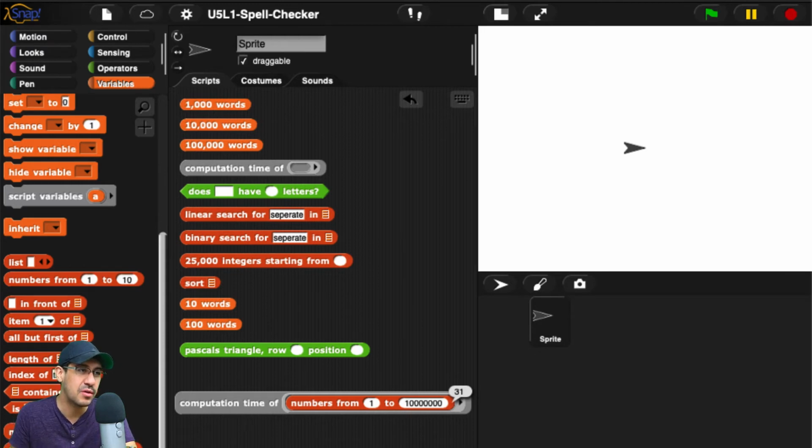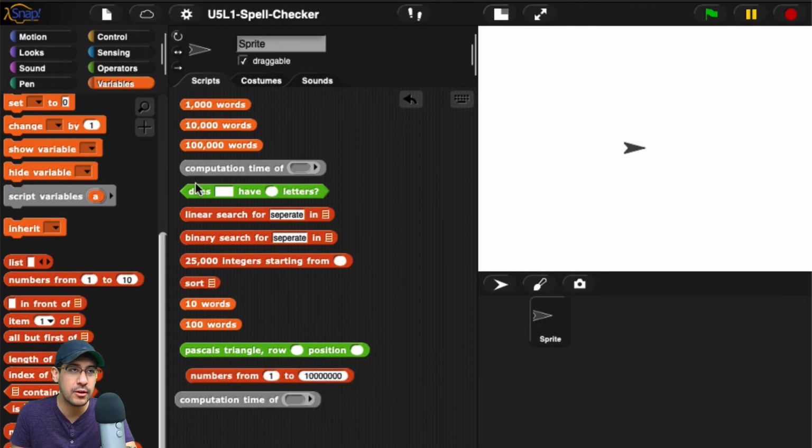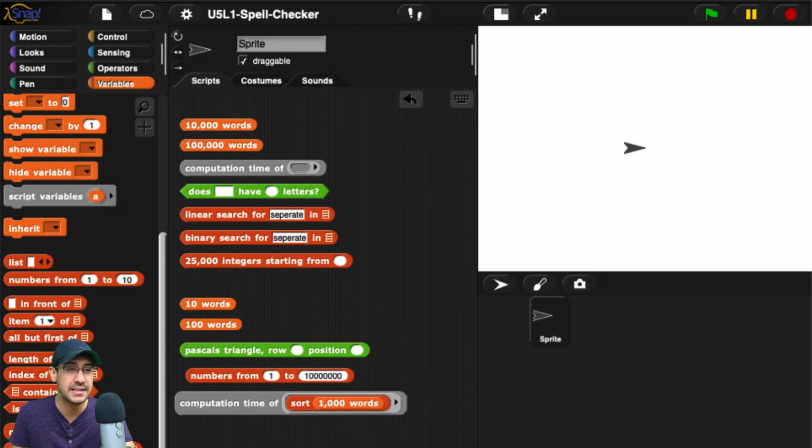So over here in the example, they went from 1 to 1,000 and it took 27 milliseconds. So clearly they're using a very old, very slow computer to do that because computers can do these things pretty fast now. But we might be able to use this block in the future to compute how long it takes to do something. So actually, based on what I'm seeing here, we can compute how long it takes to sort. It looks like they gave us a sorting function here. We're going to sort 1,000 words. So let's see how long it takes to do that.